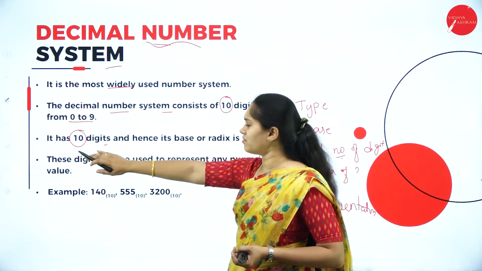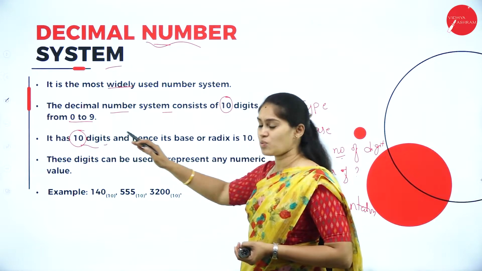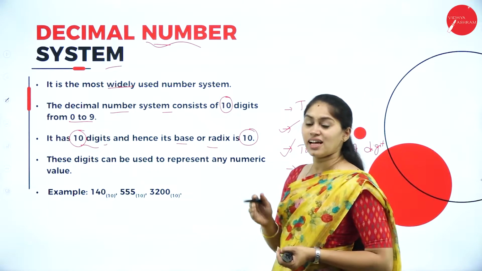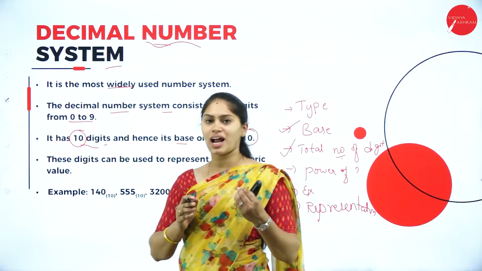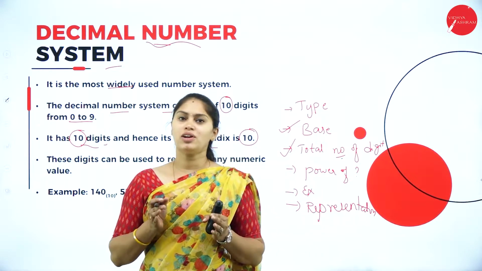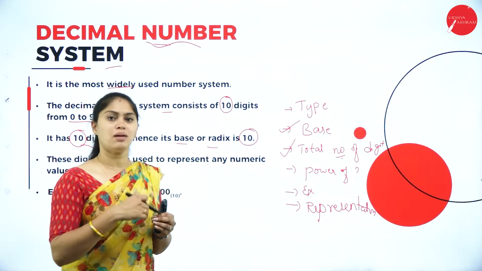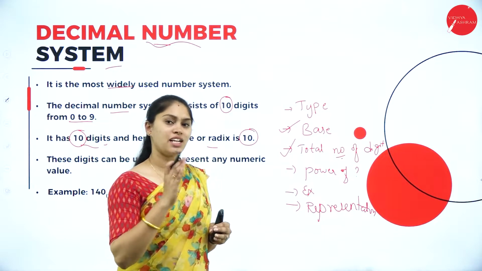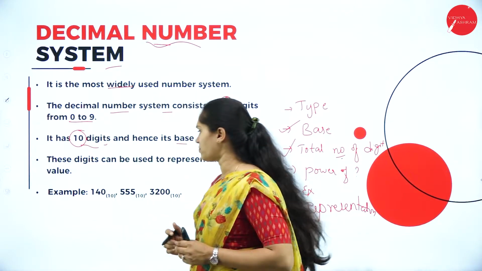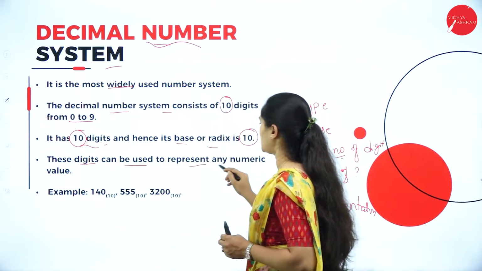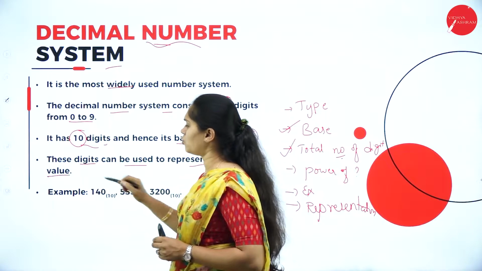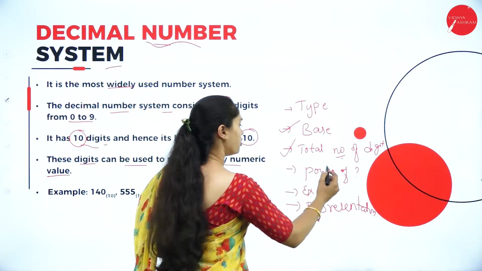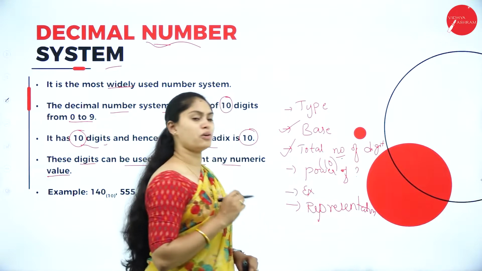How many digits do we have? That is 10 digits. That's why its base or radix is 10. What is its base or radix? That is 10. So why? Because base or radix represents the total number of digits present in a particular number system. In this decimal, we have a total of 10 digits. That's why its base or radix is 10. Fine. These digits can be used to represent any numeric value, and this is represented in the power of 10.